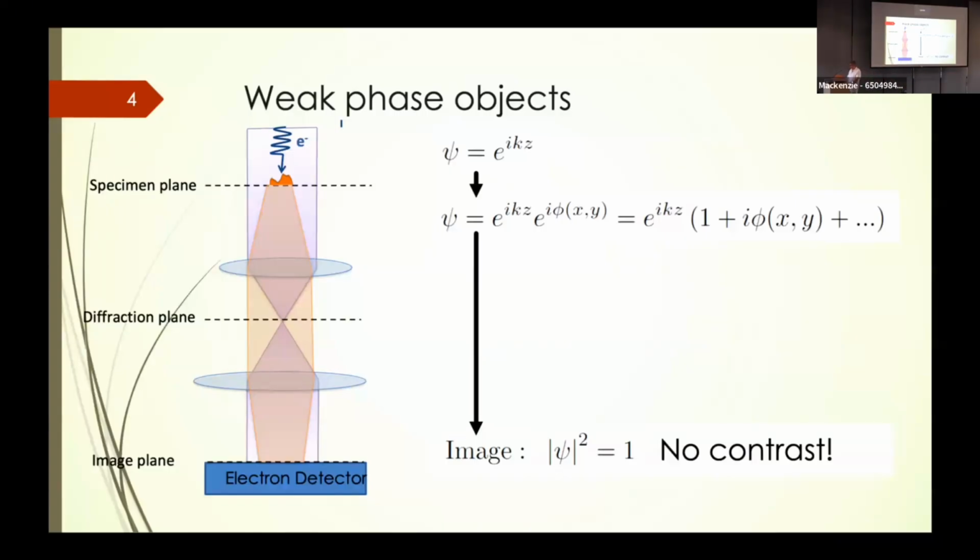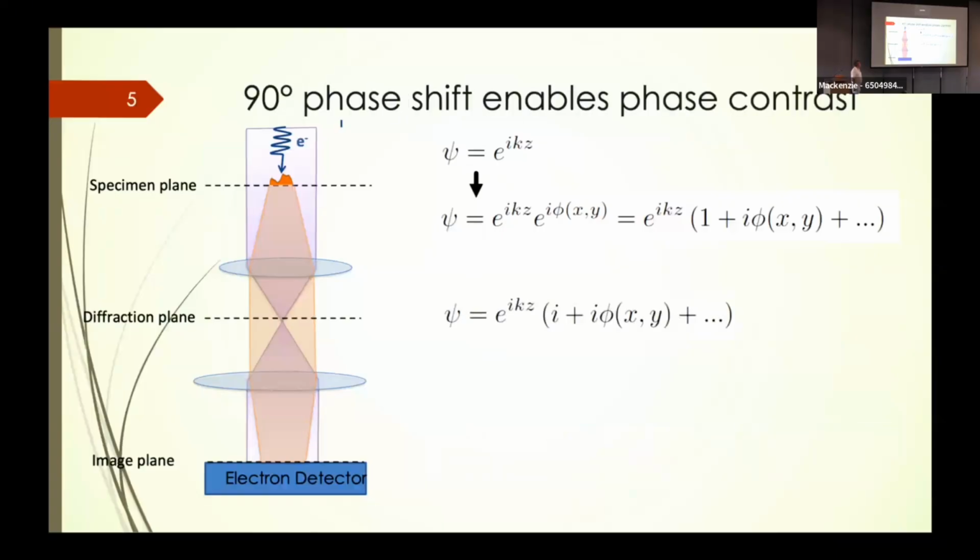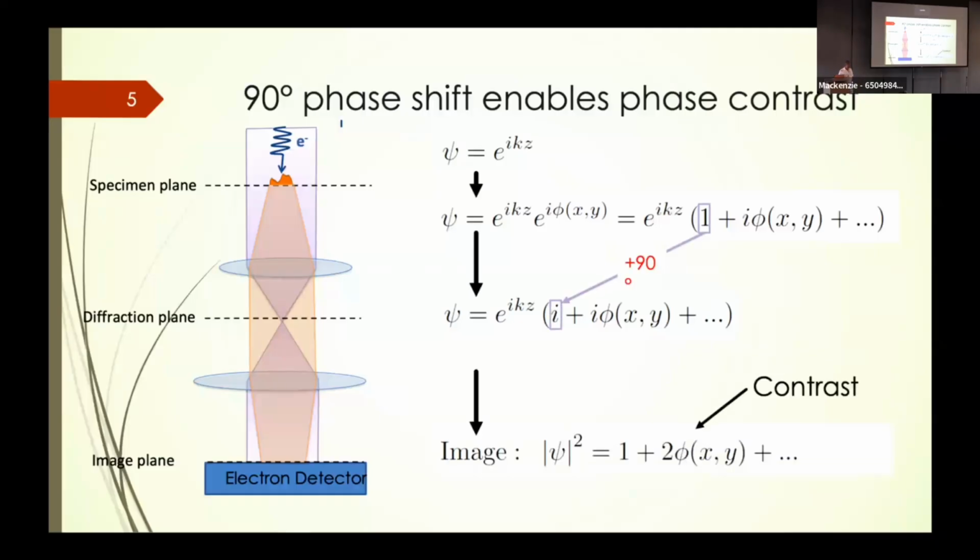There's no contrast. If I was able now to phase shift part of the electron beam so that the 1 in the Taylor expansion becomes an i, now I'm taking the absolute square of i + iφ, and that has contrast. Now I have a first order influence of the phase shift on the number of arriving electrons. How do I do that?